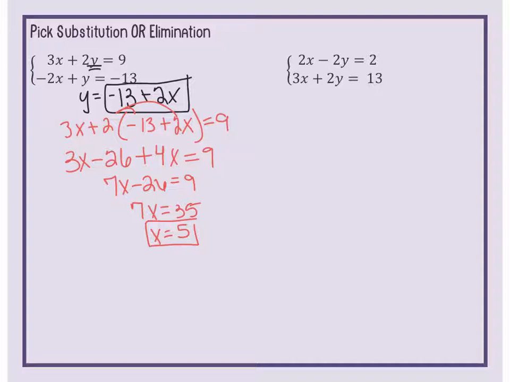Now remember, you have a choice at where you're going to plug in the x equals 5. You can plug it in here, here, or here. If you choose the one that you already solved for, it actually ends up being a little bit easier because the y is already isolated.